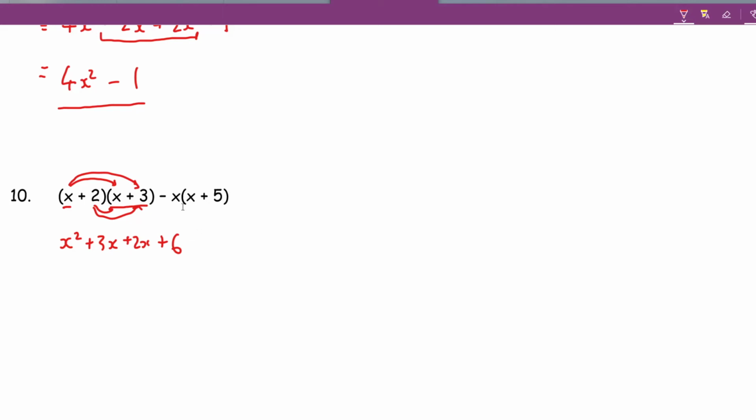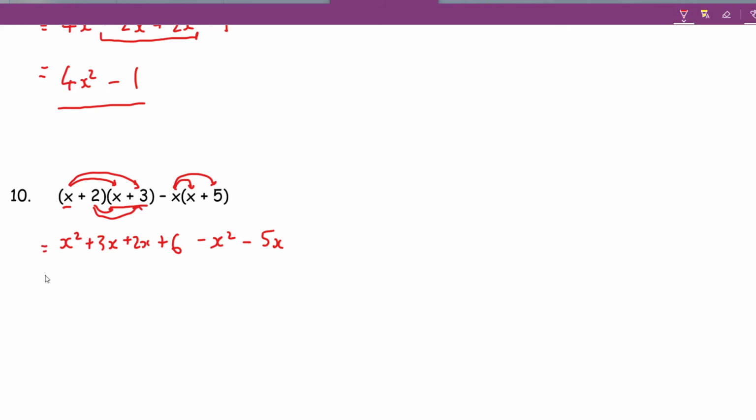Now here, what I'm going to do is, this is minus x, okay? Just be careful, this is a minus x, so I'm going to do minus x times x. So x times x is x squared, and this is going to give me minus x squared. So that's done. And then I'm going to times 5 by the minus x. 5 times minus x is going to give me minus 5x. Okay, so literally I've timesed everything inside the bracket by the minus x.